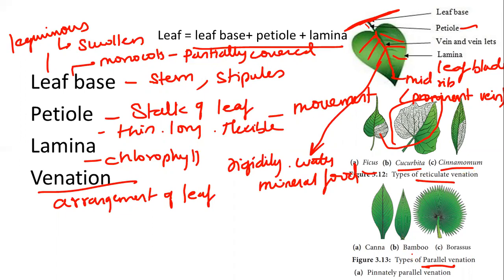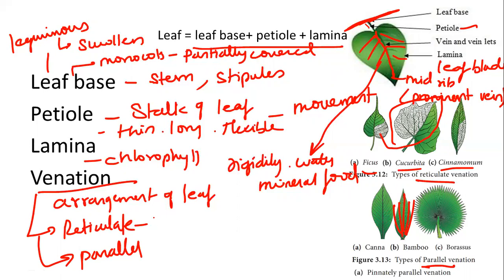When we talk about parallel venation, here the veins are arranged parallel to each other. Examples: all monocot leaves come under this. So remember, two types are there: one is reticulate and another one is parallel. All dicot leaves will have reticulate venation, whereas all monocot leaves will have parallel venation. So this gives a clear idea about venation.